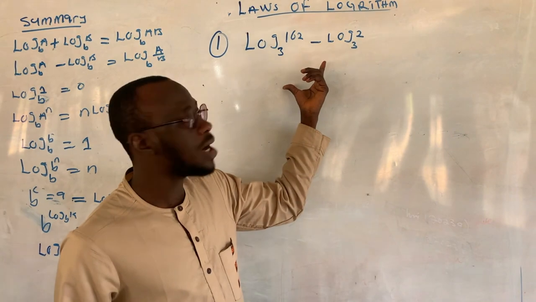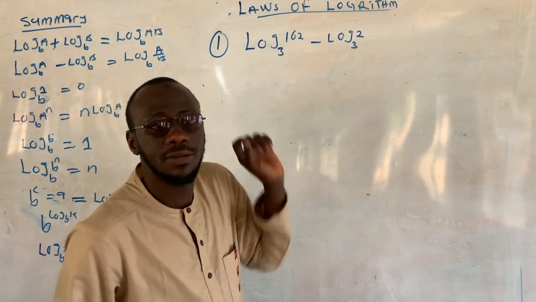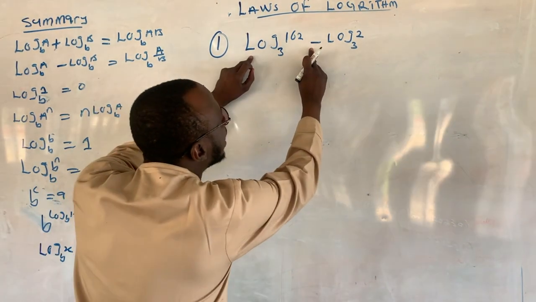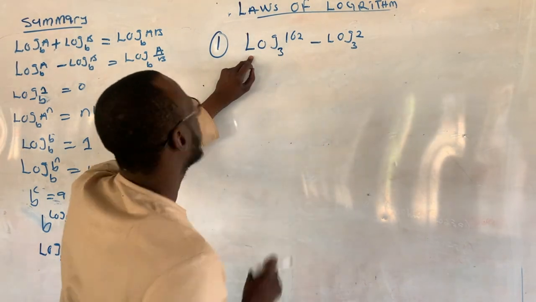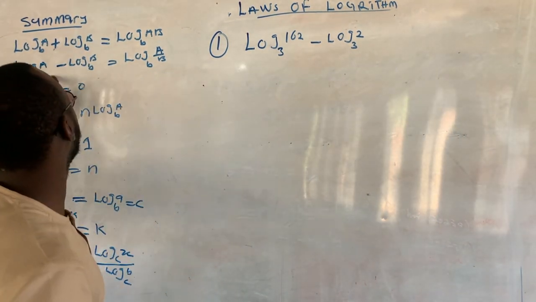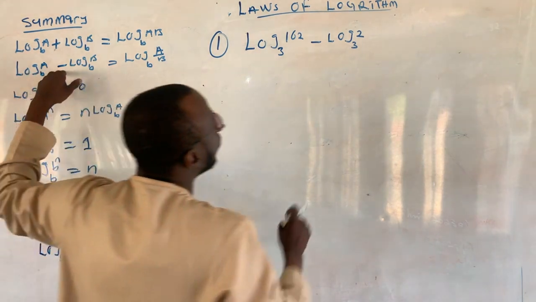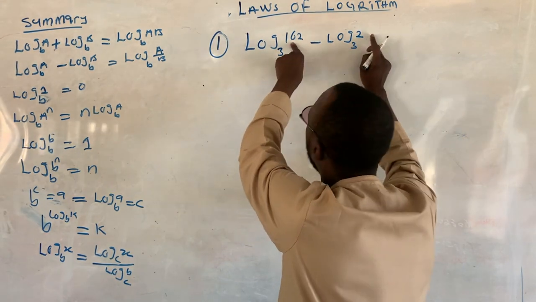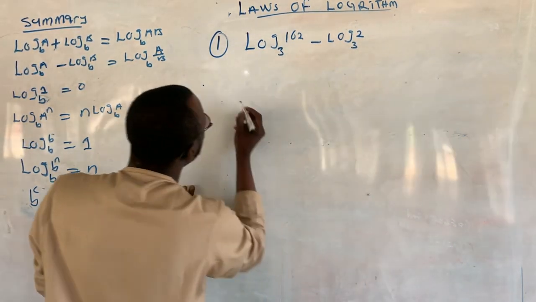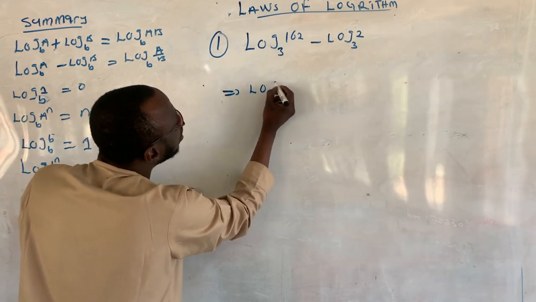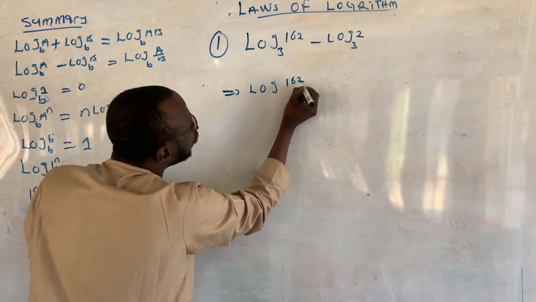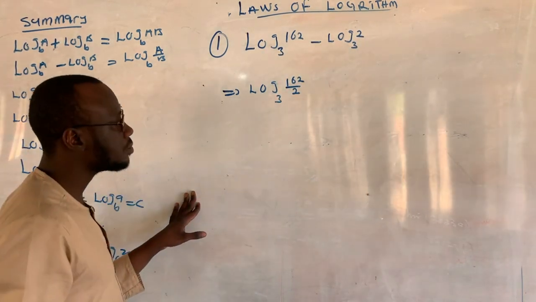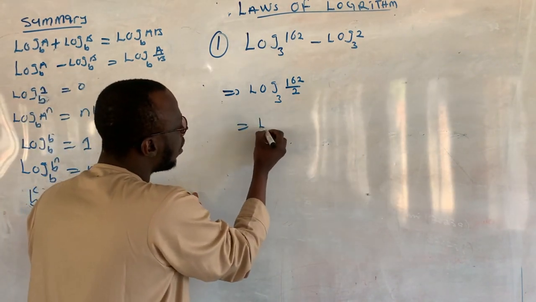So now we are going to solve another example. In this example, we have a negative sign between the two logarithms, which implies the second rule. When they have the same base 3, we are going to divide the numbers. Here we can say log 162 all over 2, base 3.